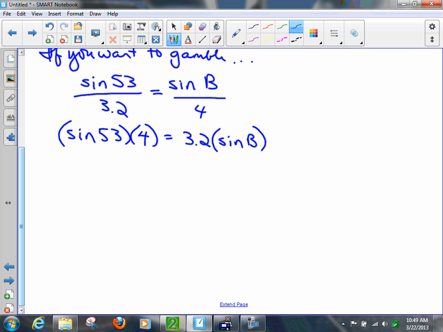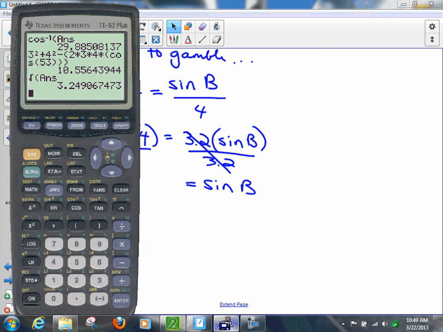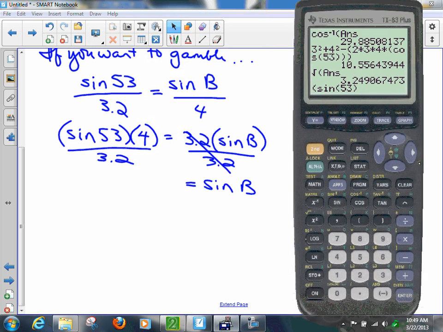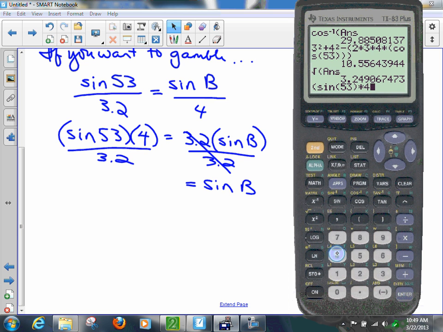Because I have to find it. Your instructions told you to solve the triangle. So they just said solve for B. So that's what I'm solving for. So divide by 3.2. That leaves me with the sine of B is equal to, calculator, let me move this over here. And we've got sine of 53 times 4. That, yep, divided by 3.2.